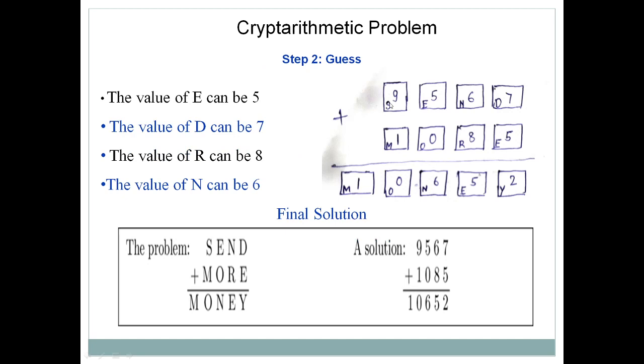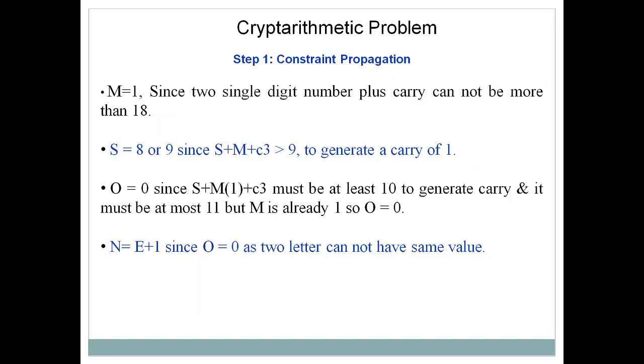So in this case we consider the value of s as 9. So 9 plus 1 equals 10, and it gives a carry of 1. So the value of o is 0. The value of o is 0 over here. Now here we have set the value of s as 9, we have set the value of m as 1, we have set the value of o as 0. So that much we have considered over here. That means we have propagated the second constraint.